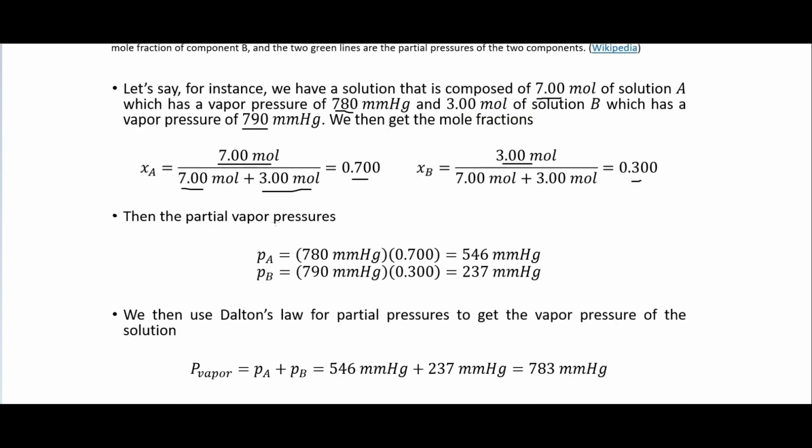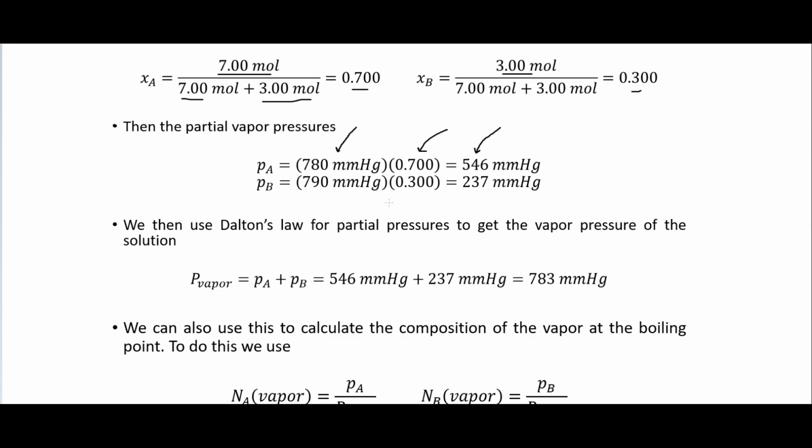Then the partial vapor pressures will just be the vapor pressures of the pure multiplied by their mole fractions. And so we get these partial vapor pressures for each of those. We then use Dalton's law and add those together. So this is the vapor pressure of our full solution of A and B mixed together.